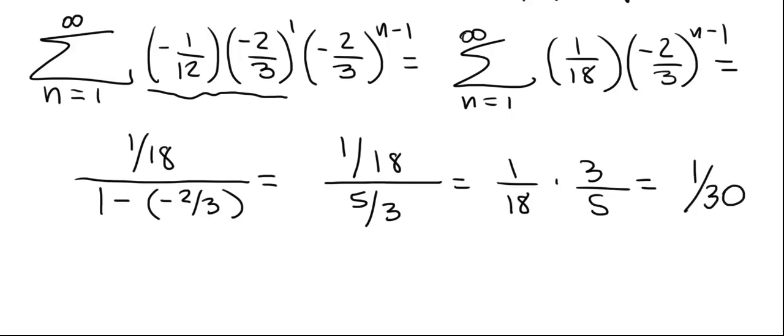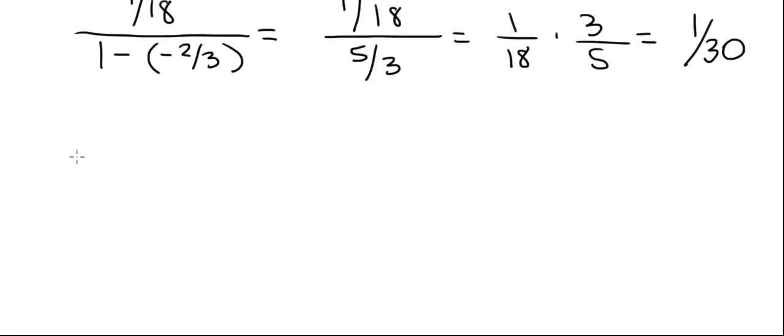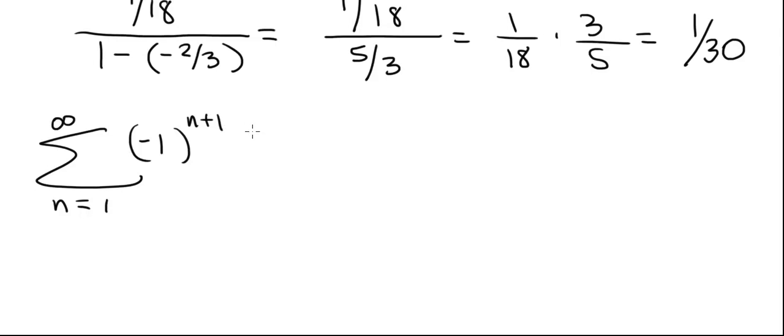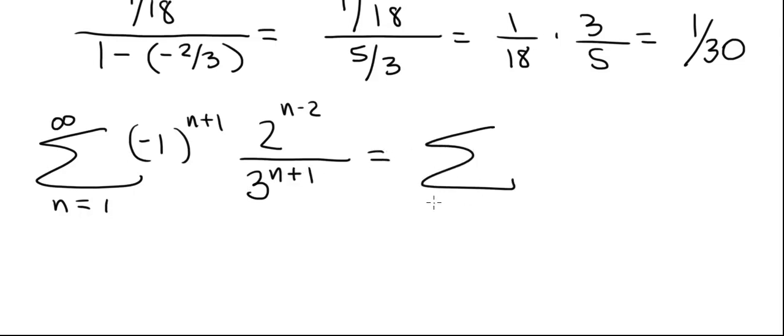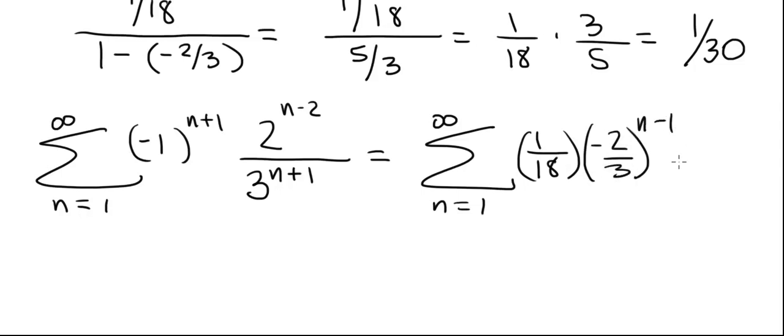So let's summarize. The series that we started with was in this form. This is the summation n equals 1 to infinity of (-1)^(n+1) times 2^(n-2) divided by 3^(n+1). After some algebraic manipulation, we express the same series in the standard form for a series that starts at 1. That is 1/18 times (-2/3)^(n-1), and now we can use the formula to find that this series converges to 1/30.